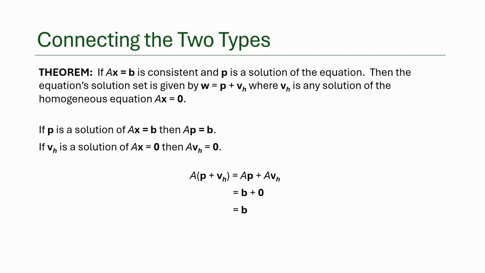Well, I know at first glance it may look like this is saying that every consistent equation has infinitely many solutions, but just to be clear about this, remember, it's possible that the 0 vector is going to be the only solution to the homogeneous case. And if VH has to be 0, then the solution to AX equals B is just that specific solution, and that's how we get the case where there is a unique solution to the system.